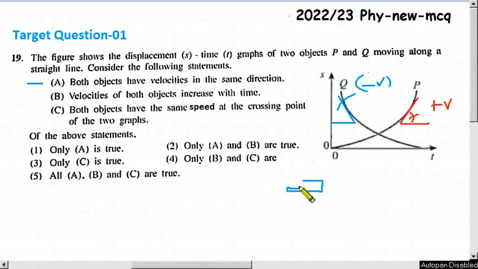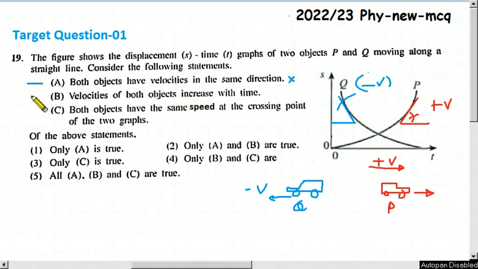So this one is moving in this direction. The red one is moving in the positive direction. If we take the positive direction as the right side, assume positive direction this way. So the object P is moving to the right side. If the object P is moving to the right side, then the object Q is moving to the left side. So there is a minus velocity. The statement that the objects have velocities in the same direction is wrong. It is wrong.